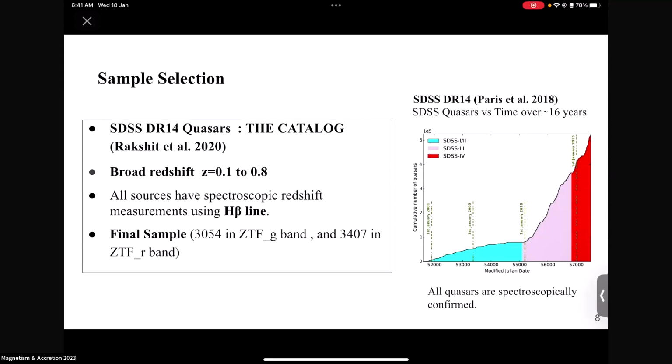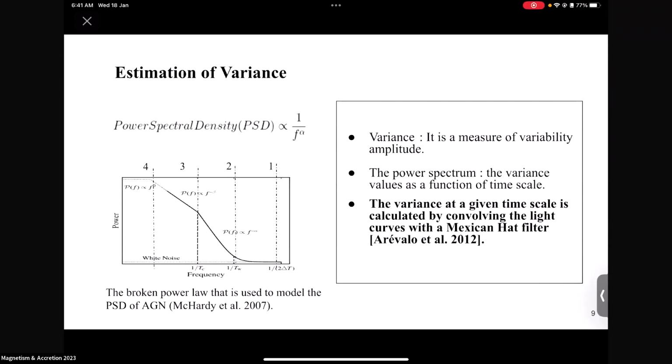After extracting the light curves for this sample, we obtain the variance, and this variance can be described as the measure of the variability amplitude. And to understand this, on the left, this is the power spectrum density of AGN, which is described by a broken power law.